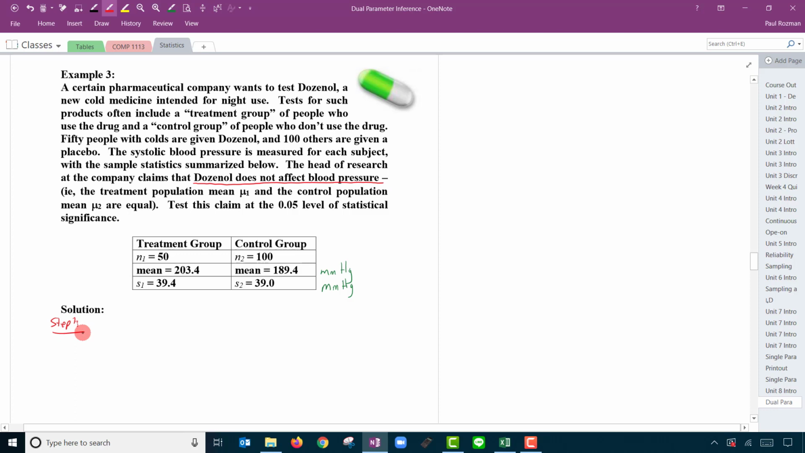Step one. In order to keep everything straight, I'm calling the treatment group group 1, and the control group group 2. It doesn't matter. Just make sure you keep it straight all the way through. We're saying that the blood pressure would not be affected by Dosanol, so we're saying that the two groups should have the same blood pressure on average. So the mean of group 1 should equal the mean of group 2. That's the claim. Maybe I'll write claim there. mu1 equals mu2.